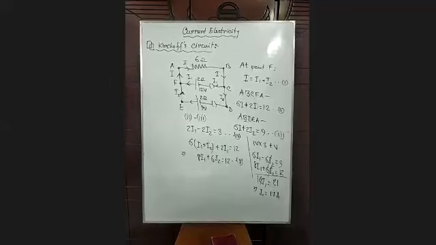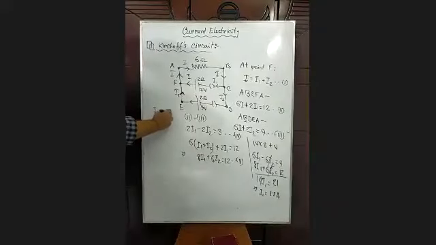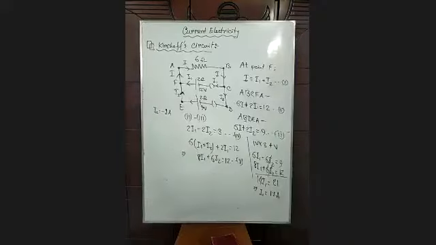And if you get a negative value, suppose you get the current I2 as minus 1 ampere.